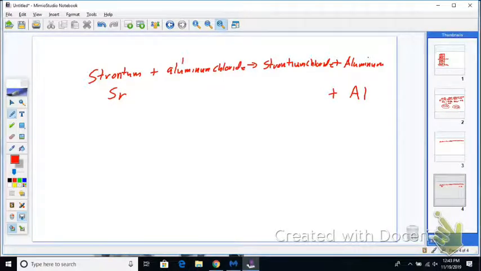So aluminum's a +3 and chlorine's a -1. So what's the formula for aluminum chloride? You need 1 aluminum, 3 chlorides. So it's AlCl3. Need 3 of them. Okay, so that balances out to be -3 + 3. Then we do our arrow.